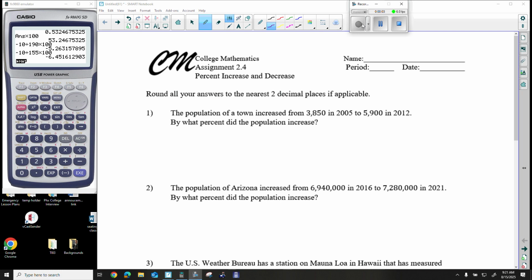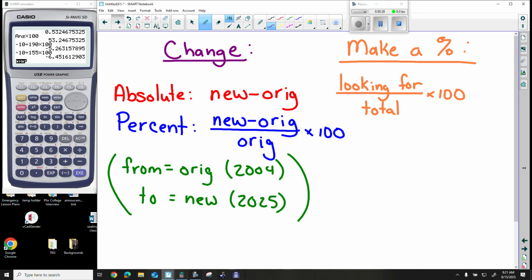This is assignment 2.4. 2.4 is very similar to, I believe, assignment 2.3 and maybe a little bit of 2.2. So if you need to go back to those videos, I'd advise you go ahead and take a look at those. Those will really help you out. Okay, how they are similar is here are going to be kind of the important ideas of the day.